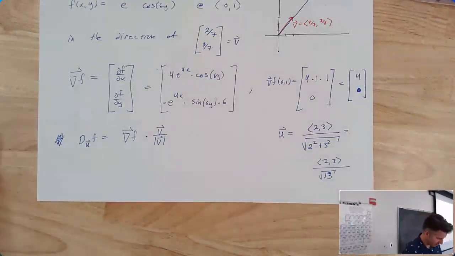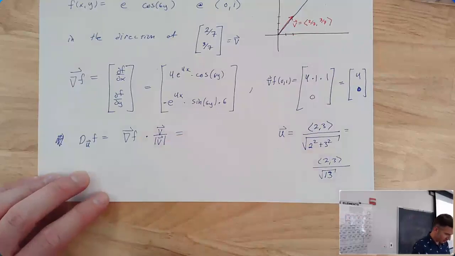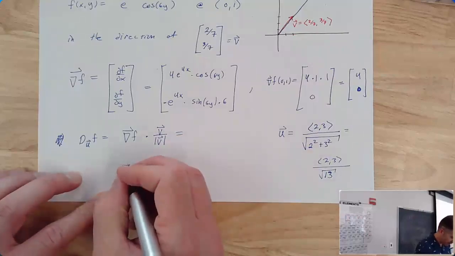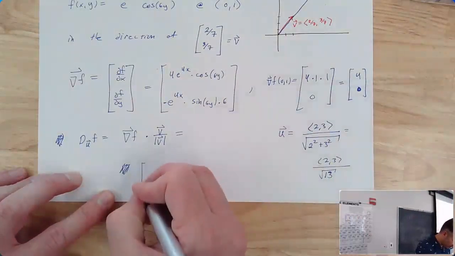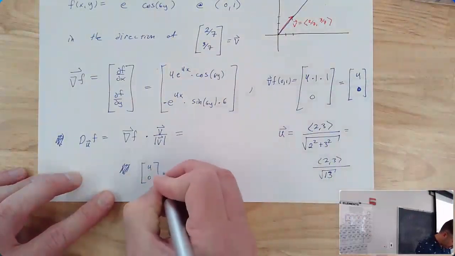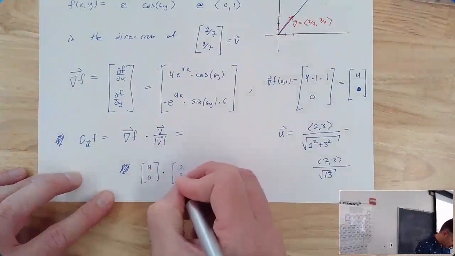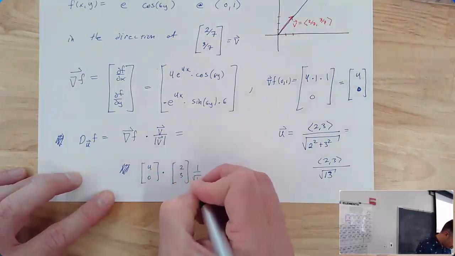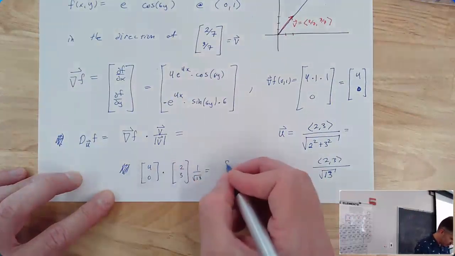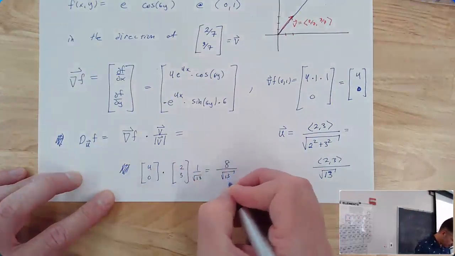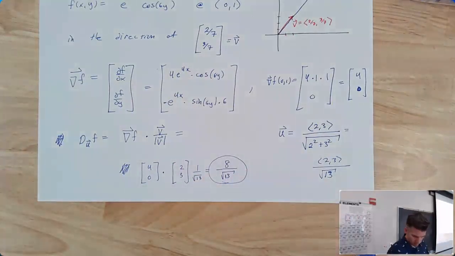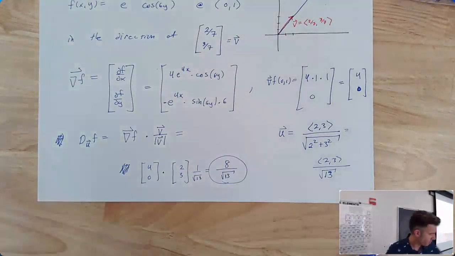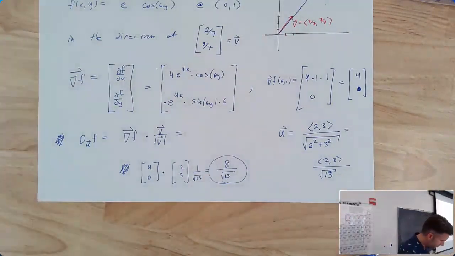So then to answer the question finally, our directional derivative is going to be the gradient of f, which is, where'd you go? A 4, 0, real nice and easy. Dotted with 2, 3 times 1 over root 13. And that's just going to be 8 plus 0 over the square root of 13. Okay, we'll do that. All right.